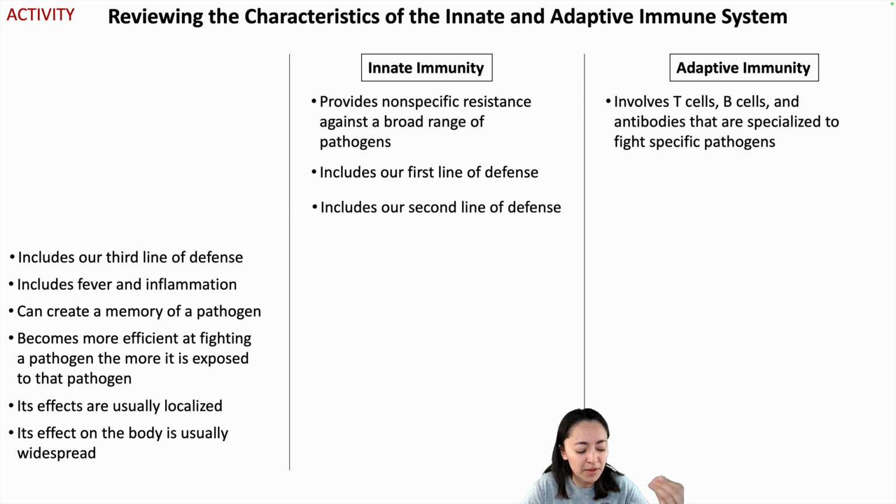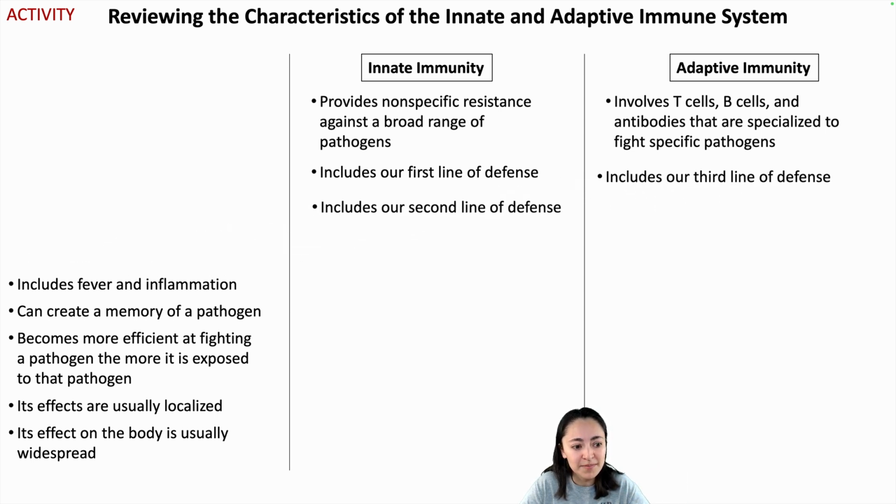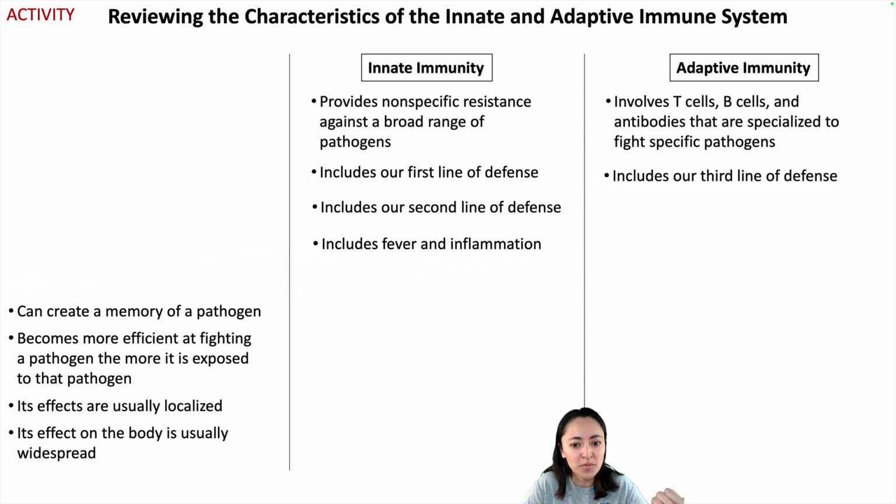Okay, they fight a broad range of pathogens, and they do not adapt to become better at fighting a pathogen the second time your body's exposed. This includes our third line of defense. That would be our adaptive immunity. Our third line of defense includes our cellular immune response and humoral immune response. This includes fever and inflammation. That would be innate immunity. Those are more generalized responses to pathogens.